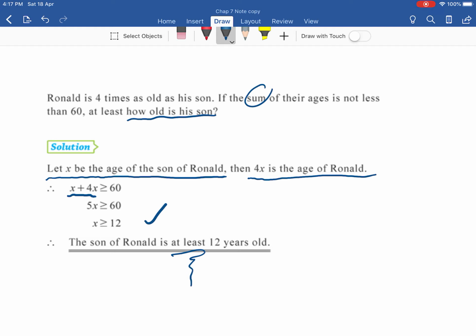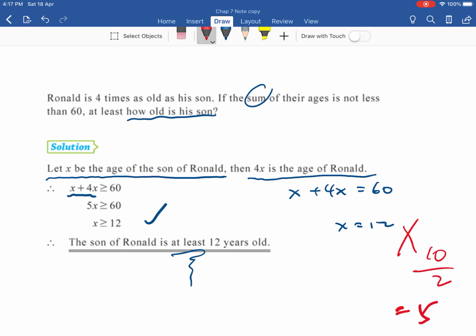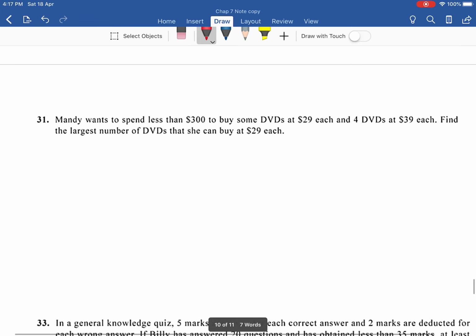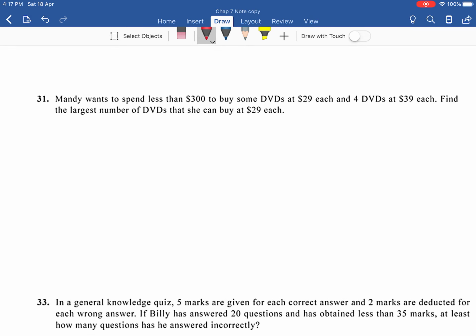Some students ask, can I write it like this without the inequality sign? Therefore x equals 12, and then I know it's at least 12 years old. For this chapter, no. Some marks will be deducted. For example, if it is 10 marks, I will give you only 5 marks. Because this chapter is about inequalities, you have to write the inequality sign, following the text in the question. And then I do one more question.